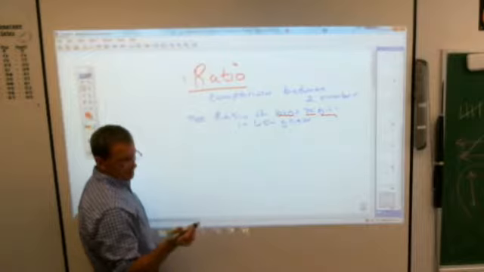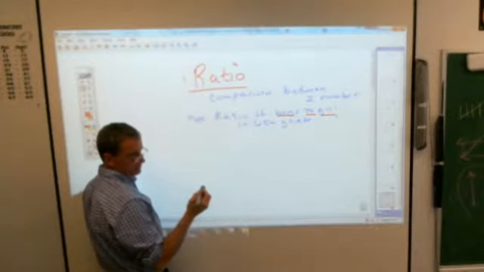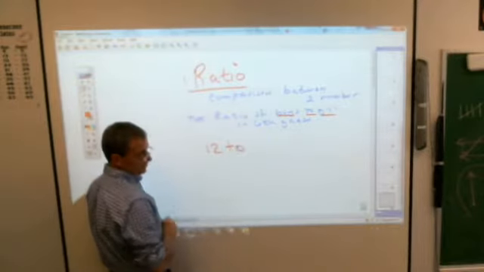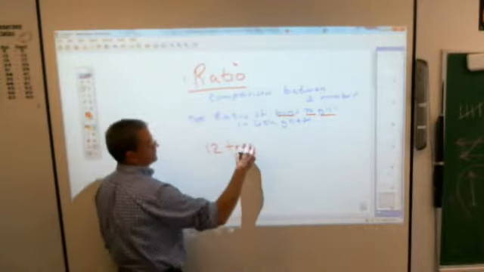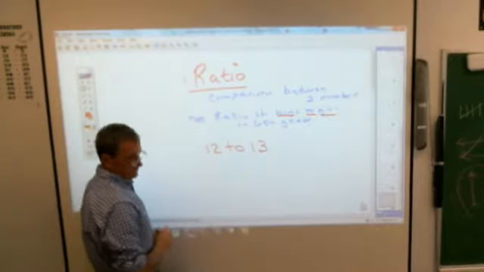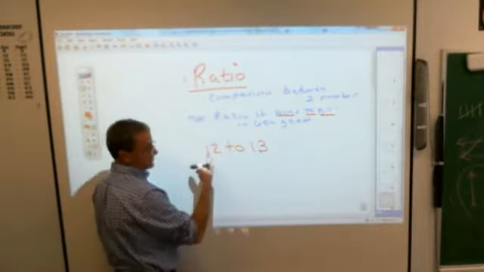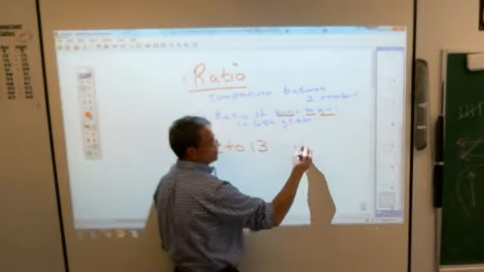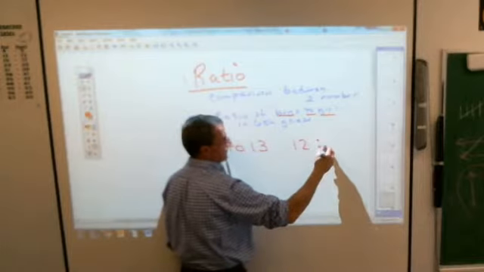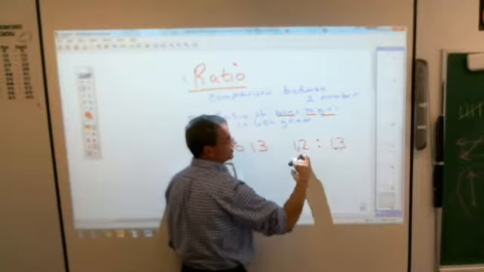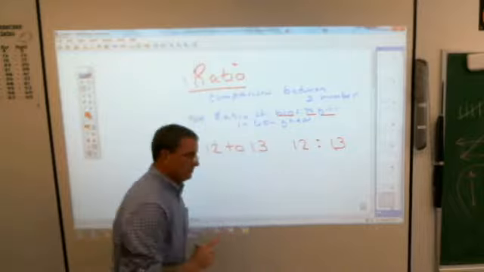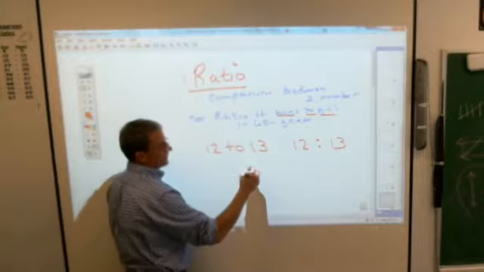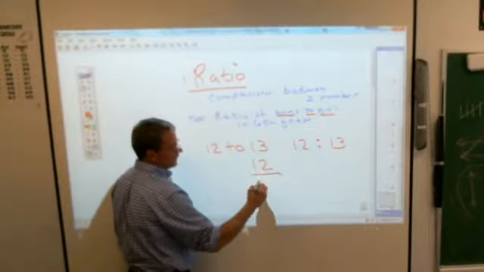For example, how many boys are in 6th grade? 12. So there are 12 boys to how many girls? 13. That's 25 in the class, which makes sense. This is one way to write it. Another way to write it is, instead of writing the word "to," we put a colon there: 12:13.